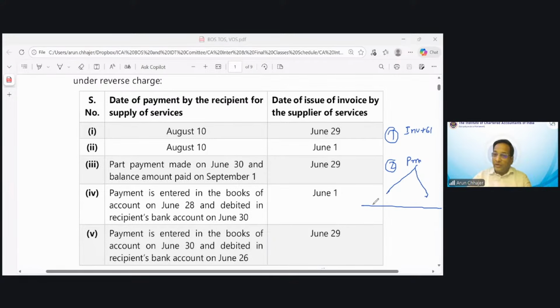What are the two components to calculate the date of payment? When it is debited and when the entry has been passed in the books of accounts. Entry has been passed on 28th June and debited in the banking 30th June, whichever is earlier. So that will be 28th June. So in this case, time of supply will be 28th June. Any doubt? Any doubt for this?